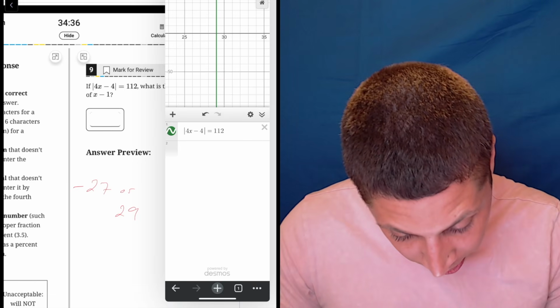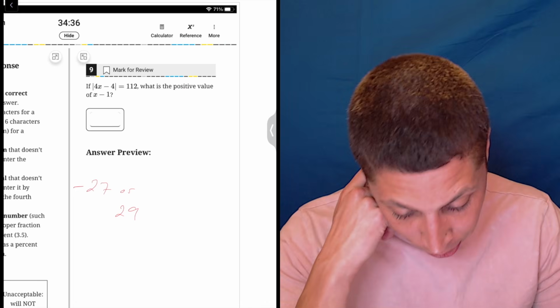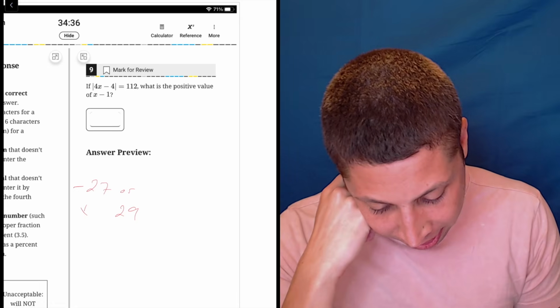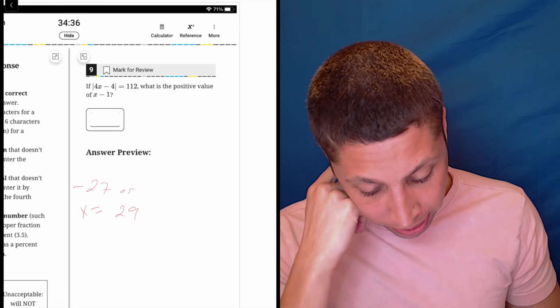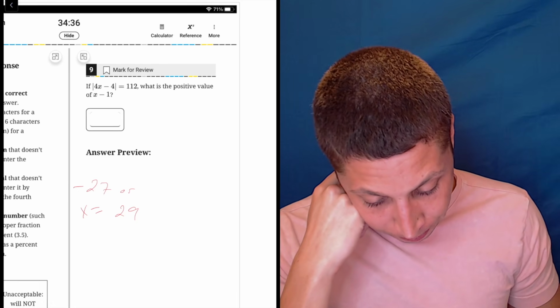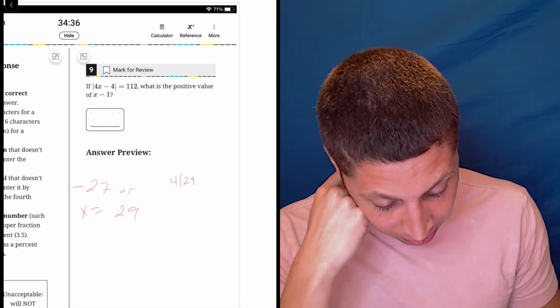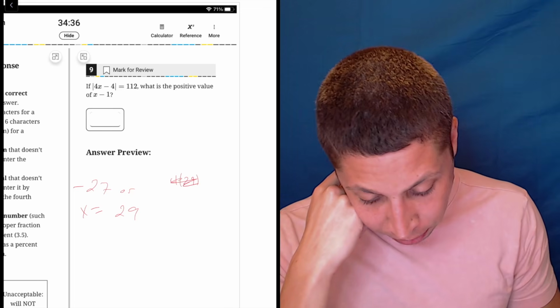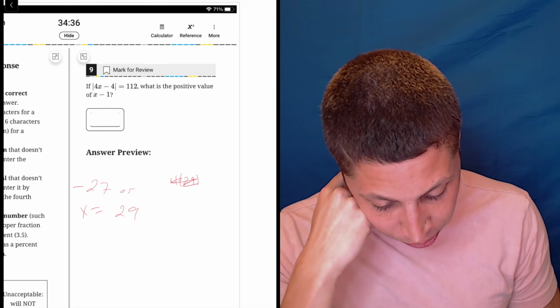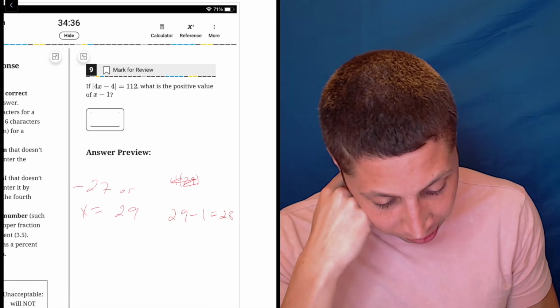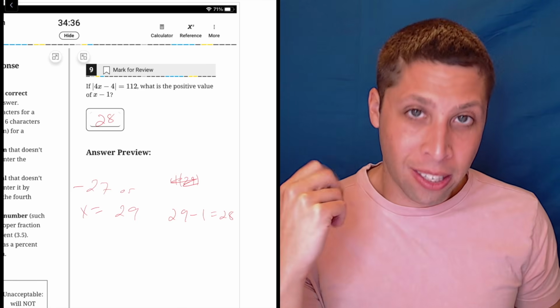Okay, so what is the value? What is the positive value of x minus 1? So if those are values of x, this is a confusing way to do this. Maybe this was the wrong way to handle this. So 4 times 29, well, that's the value of x, so I guess I just need to do x minus 1, so 28, right? 29 minus 1 would be 28. That feels like the answer.